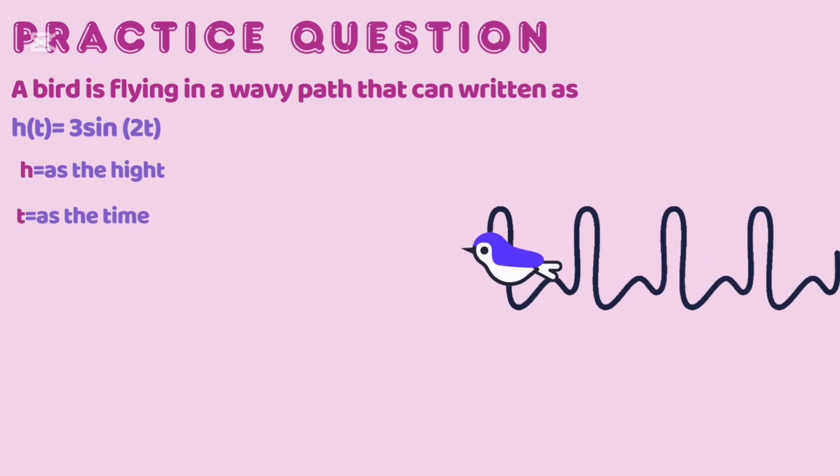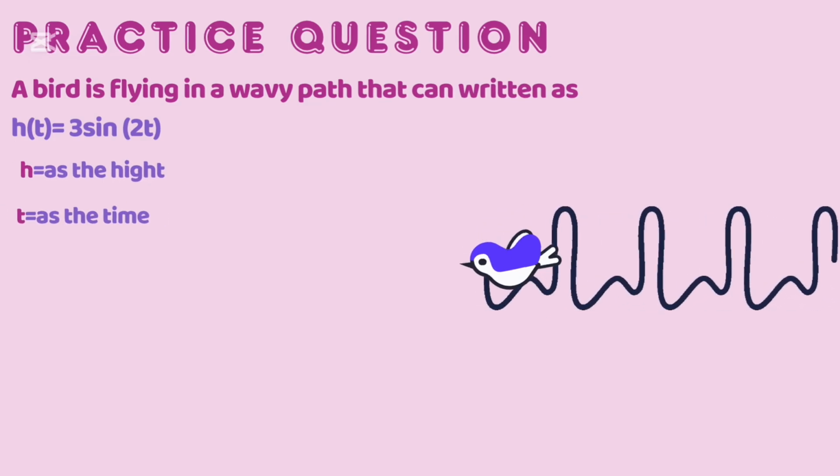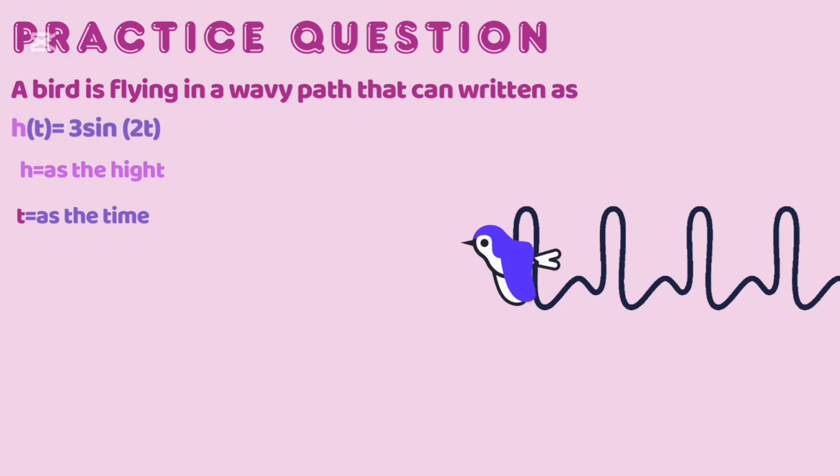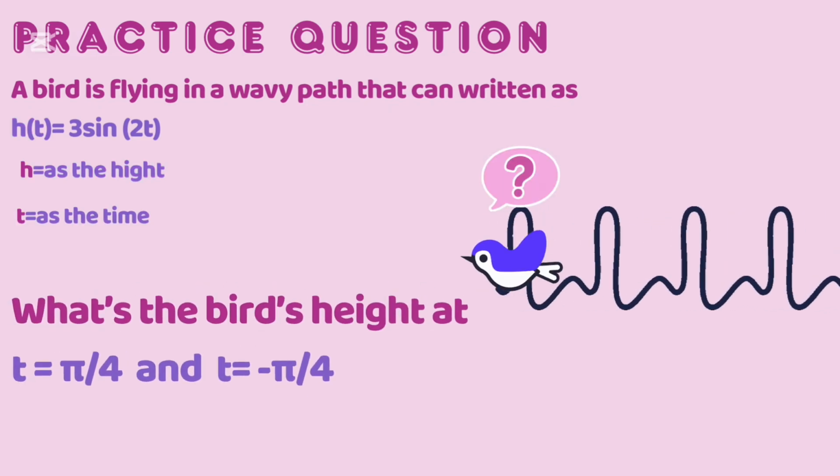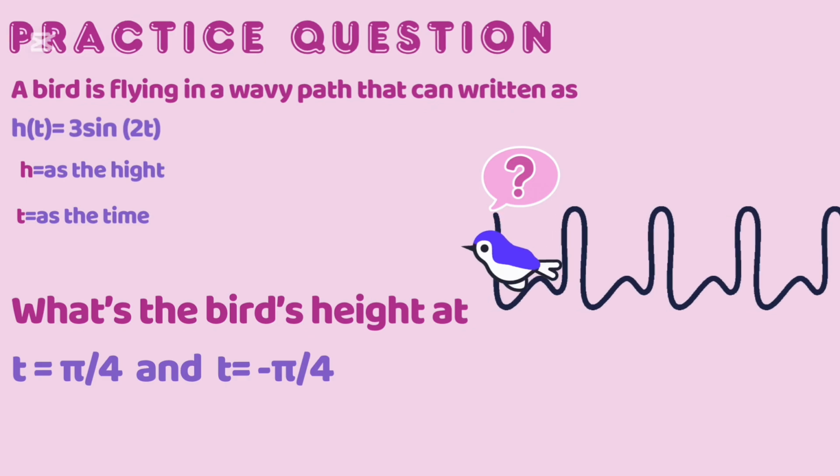A bird is flying a wavy path that can be written as h of t equals 3 sine 2t, where h is the height and t is the time. What is the bird's height at t equals pi over 4 and negative pi over 4?